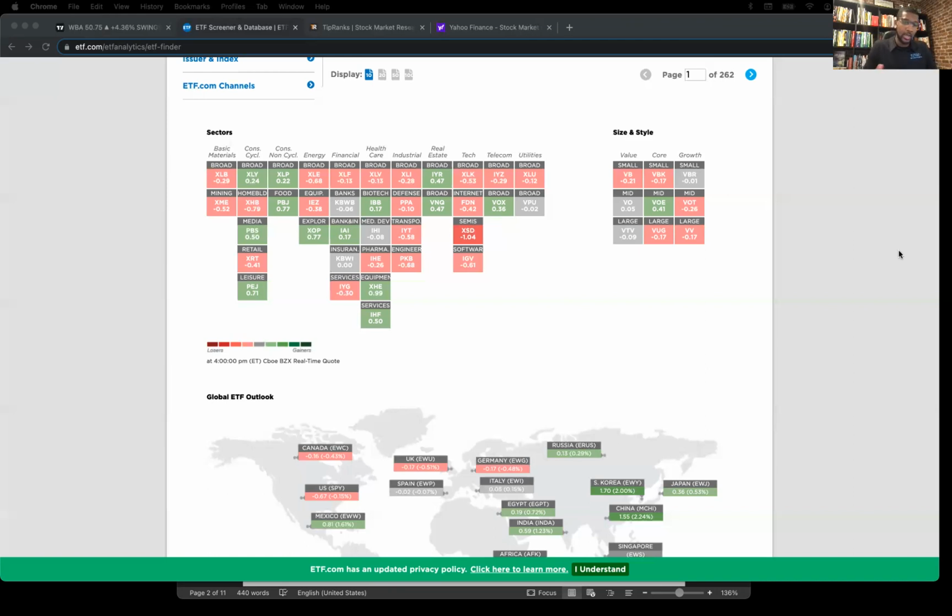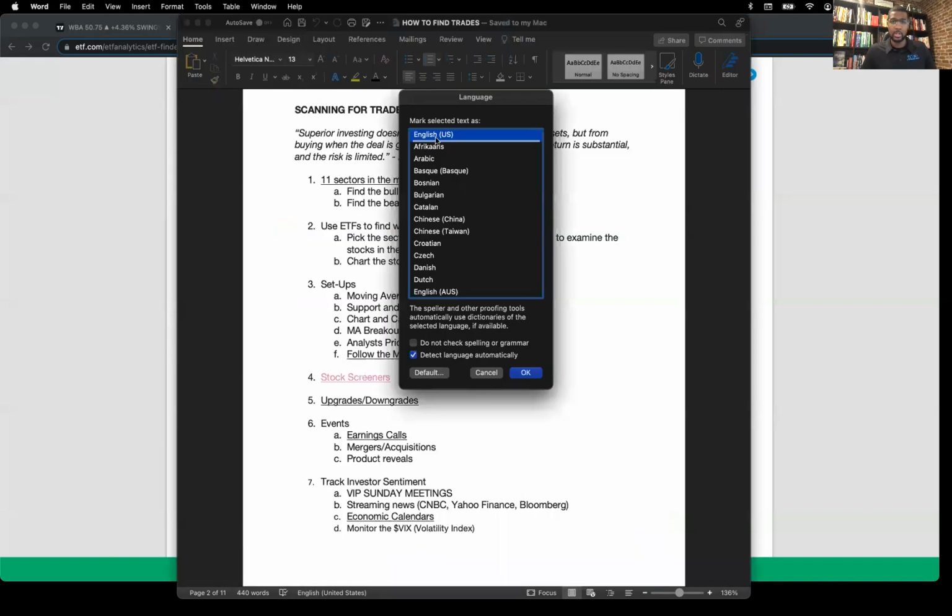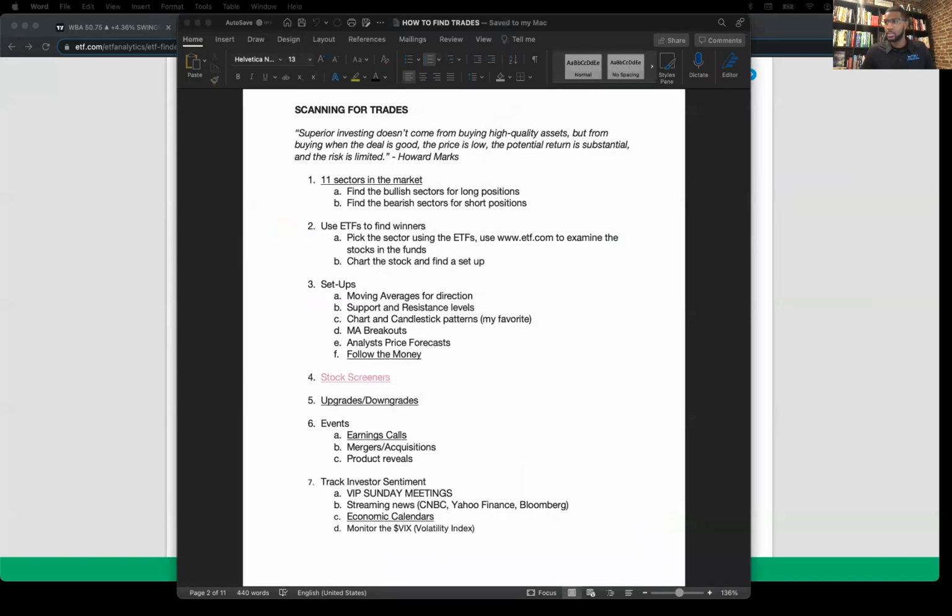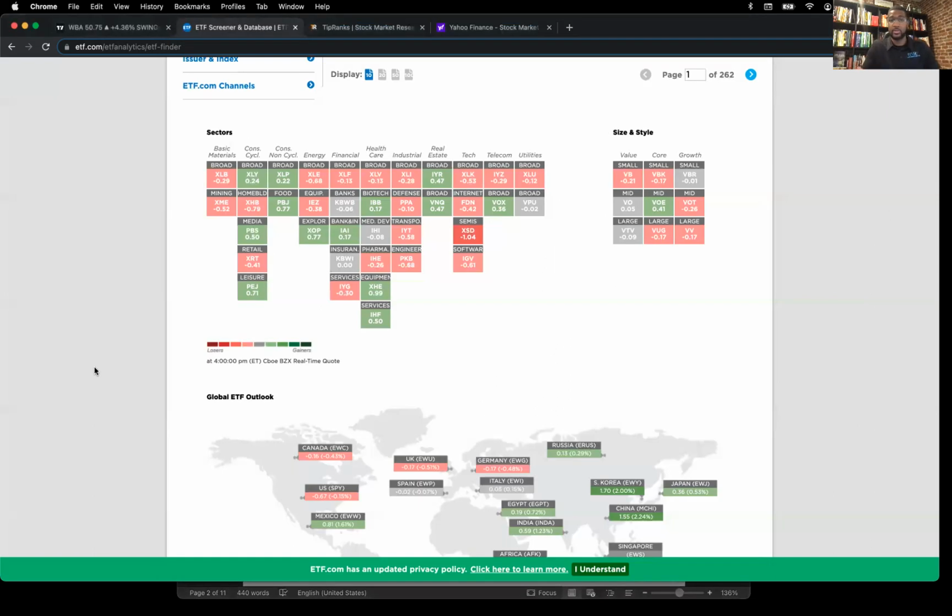All right, so these are the 11 sectors, and you need this information, and you use this information to help you find trades. Now, the next step in this particular situation here, you want to look for the bullish sectors for long positions and the bear sectors for short positions, looking to see which ones are bullish and bearish. Now, this chart right here gives you everything you need to see. All right, so the red obviously is bearish and the green obviously is bullish.